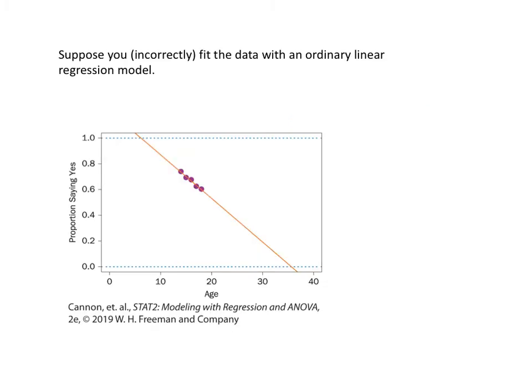Okay, so let's say naively you incorrectly fit this data with a linear regression model like I have here. And so what I was just talking about a minute ago, you can see that for someone who's 1 or 2 years old, if you were to continue this line, you're going to predict their probability of saying yes is bigger than 1, and that can't be the case. And similarly, for someone who's 40 years old, the model would predict a negative probability, and we can't have negative probabilities. Okay, so to avoid this issue, we're going to need to use what I mentioned earlier, a transformation.